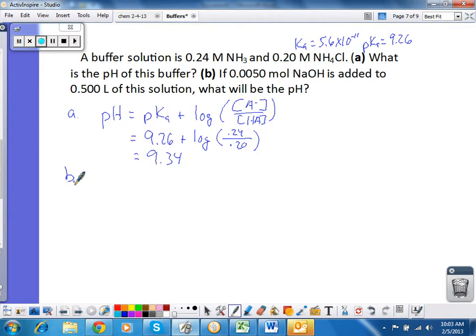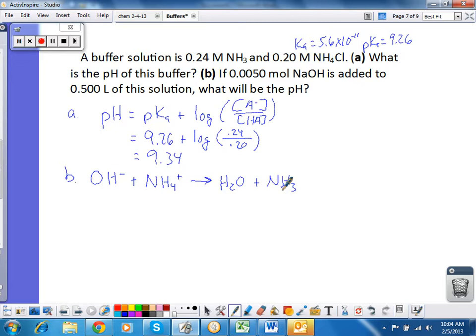So if sodium hydroxide is a strong base, and we're dealing with Bronsted-Lowry acids and bases, that means the strong base OH minus is going to react with the weak acid, which is the ammonium ion. And it's going to react completely. So I'm going to get H2O and NH3. So you'll see what happens qualitatively is that the OH minus will use up some of the ammonium. So my concentration of ammonium is going to go down a little bit. And then my concentration of ammonia is going to go up a little bit.